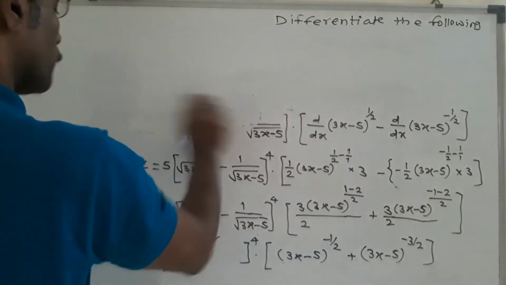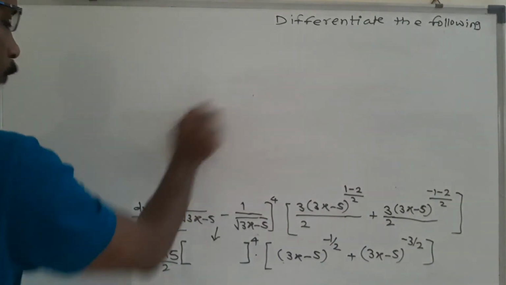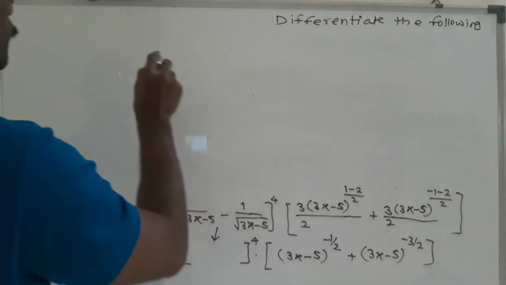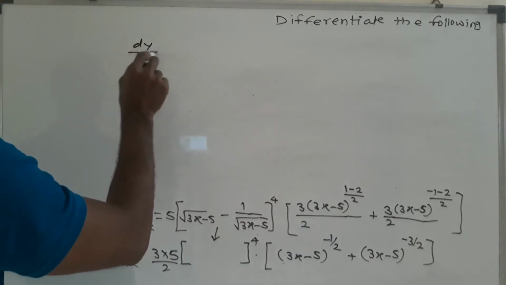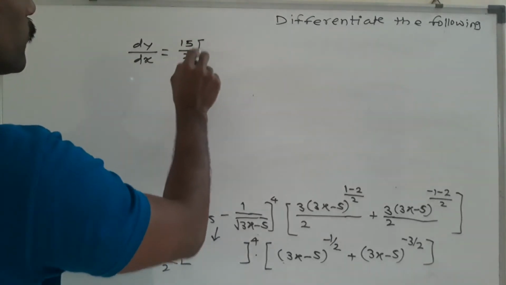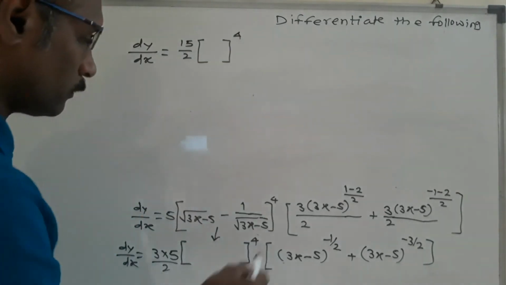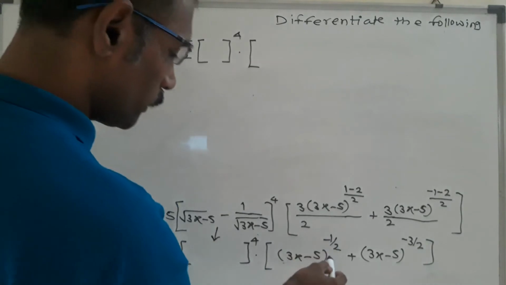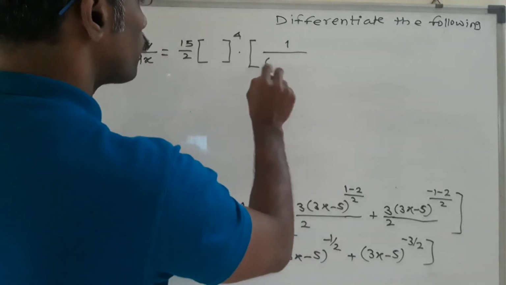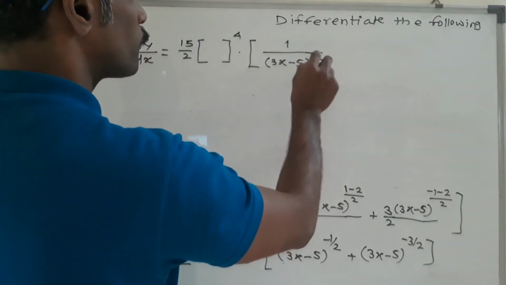the next step, that is, see carefully, very very important, and nobody tells you these different steps. Therefore now see carefully, dy upon dx is equal to 15 upon 2 and that same bracket, same to same here, into, I will write this, minus 1 upon 2, we write this way, 1 upon (3x minus 5) raised to 1 upon 2 by using laws of indices.